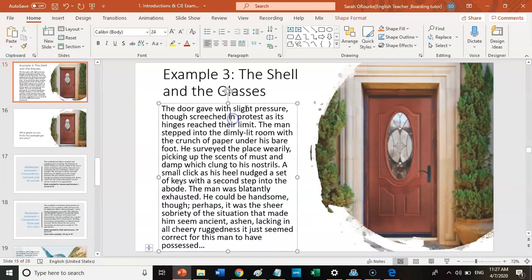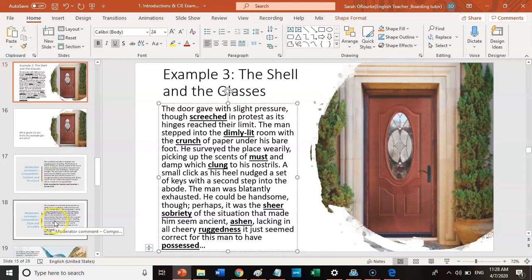If we have a look at some of the excellent vocabulary, we've got screeched, we've got dimly lit, we've got the crunch of the paper under his bare foot, we've got must, we've got clung, we've got sheer sobriety is a very nice phrase indeed, ruggedness, possessed, ashen. All of these words are very precise, they're very effective in the context, they're sophisticated, they're interesting words to read.